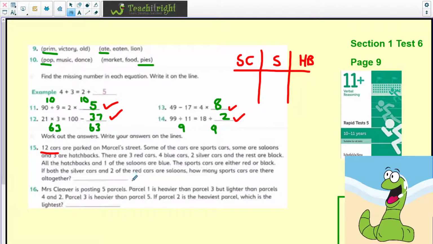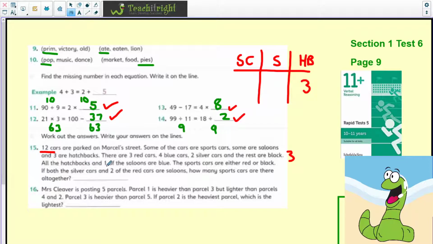So first thing I can do, and I'm also going to go from the information that I'm given, because you're often given information that you can work from. So some of the cars are sports cars, some are saloons, and 3 are hatchbacks. So straight away, I know that there are 3 hatchbacks. If we then move on, there are 3 red cars, 4 blue cars, 2 silver cars, and the rest are black. Well, I can work out from 3, 4, and 2 that there's 9. So in other words, how many black cars are there? There'll be 3 black cars, because I know that I've got 9 already and there are 12 altogether. So that might be useful, it might not be, but certainly when it says the rest are, it's nice to know what that number is.